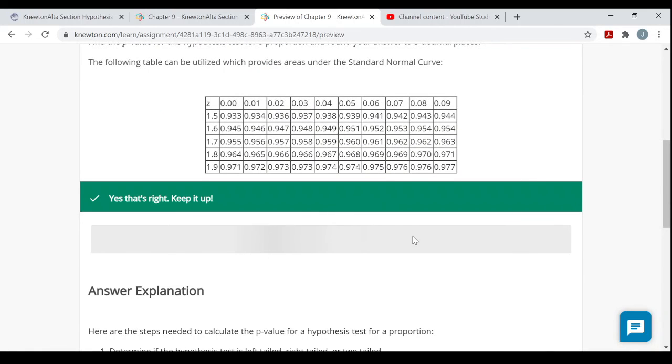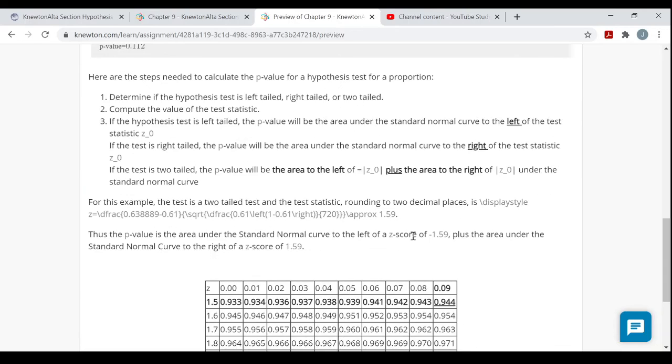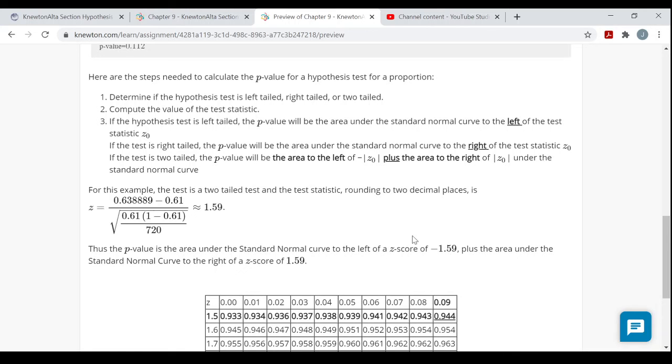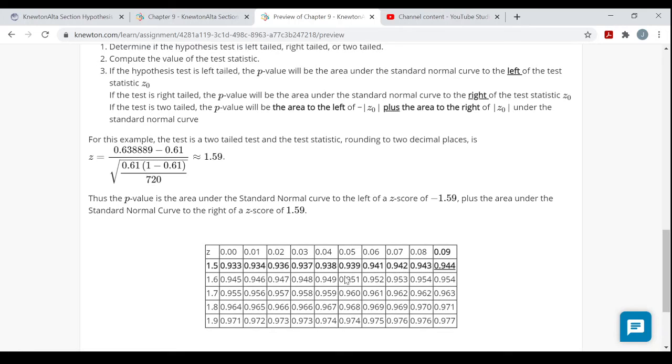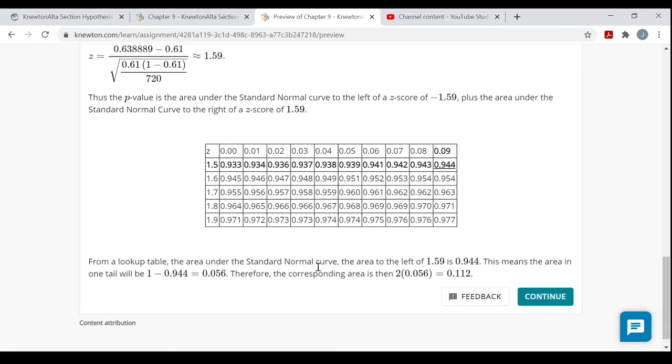Okay, wonderful. And again, they show you how they calculated the test statistic, approximately 1.59, looked up this value on the table and said, oh, the area to the left of 1.59 is 0.944, so the area to the right has got to be 0.056, and then you double that because it's a two-tailed test.